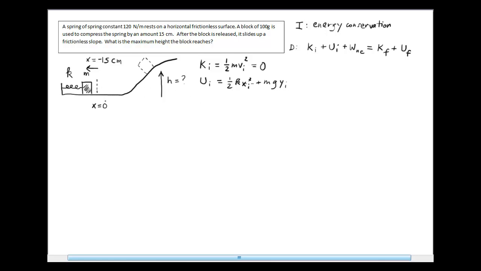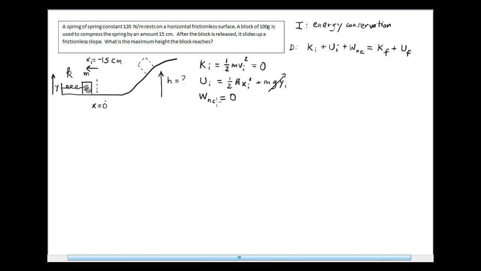And we can work this out a little bit more in detail here, because 1/2 k x initial squared, that's basically the x initial is this negative 15 centimeters. So we'll just leave it like that. But y initial, if we measure height from the horizontal surface, if we measure y like that, then y initial will be 0, if that's where we're measuring from. Okay, so the y initial term drops out, and that makes the potential energy initial easier to write down. Work done by non-conservative forces, well, we were specifically told in this problem that there's no friction on the horizontal surface or on the slope, and so unless there's air resistance or something else acting, we will assume that the non-conservative work is 0.